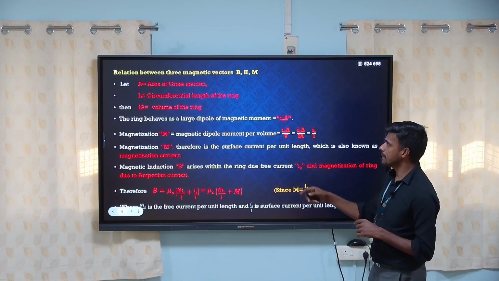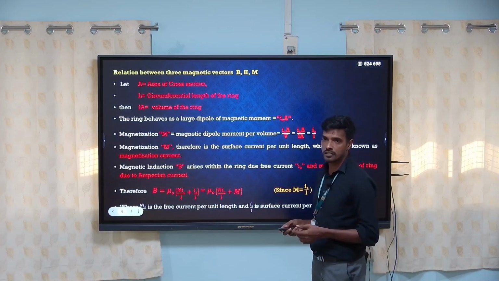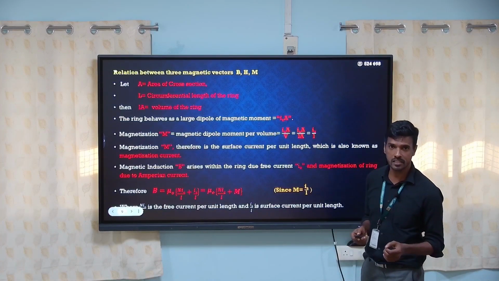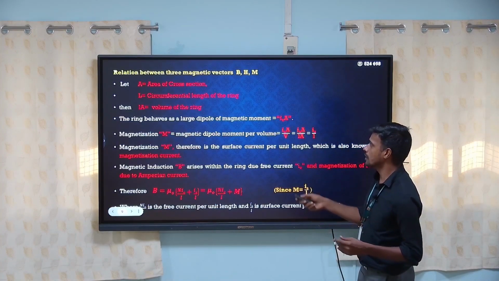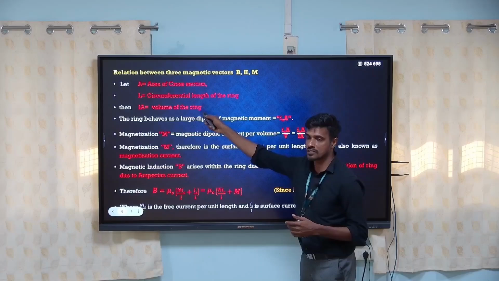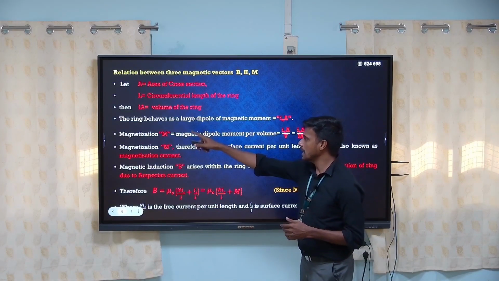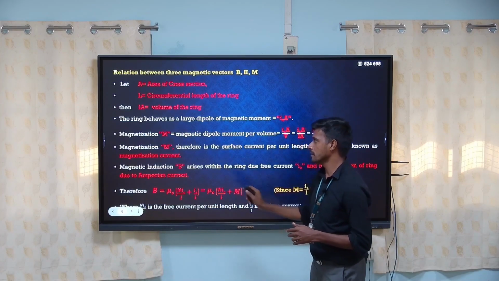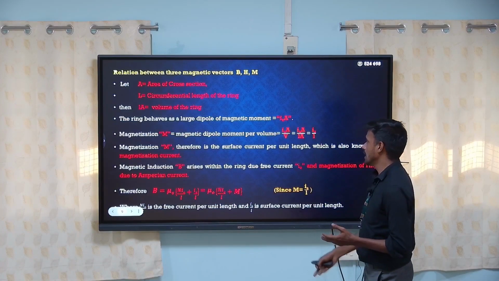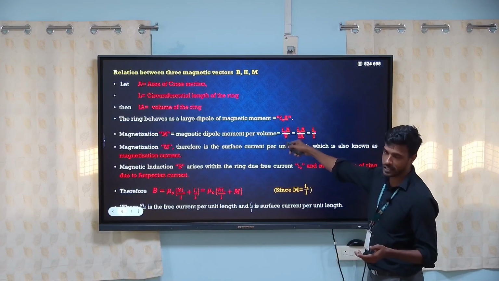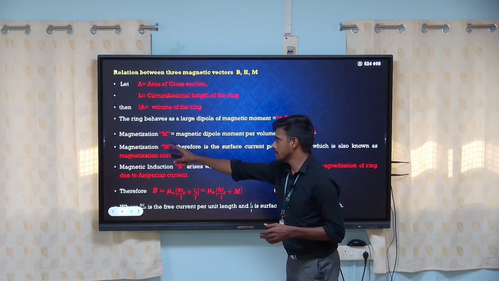So let A be the area of cross section. As I told you before, we are going to find the relation between three magnetic vectors B, H and M. B is the magnetic induction, H is the magnetic field strength or magnetic field intensity, and M is the magnetization. In that Rowland ring, let A be the area of cross section and L be the circumferential length of the ring, and the total volume of the ring will be L into A. We already saw that the ring behaves like a large dipole with magnetic moment Is A.